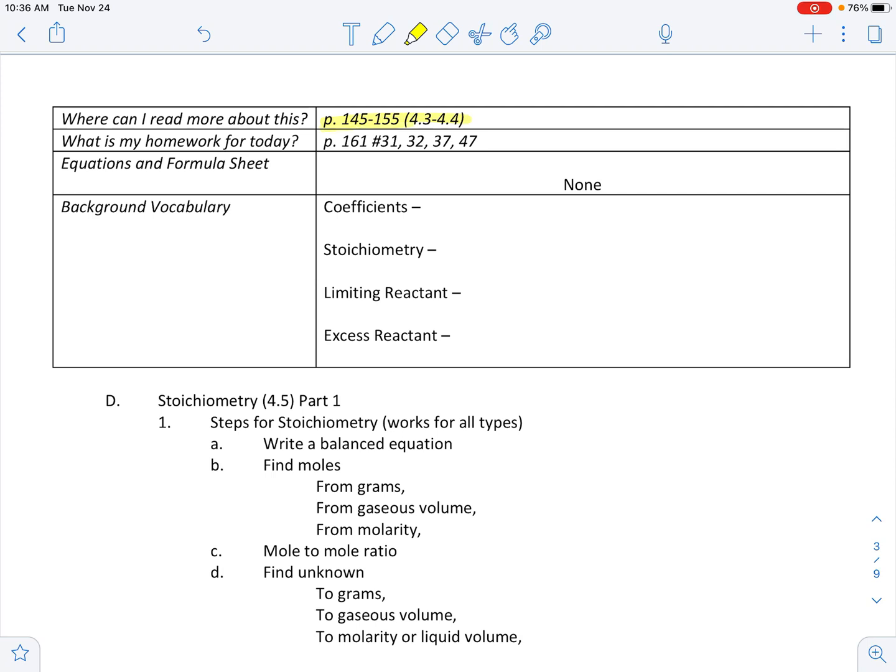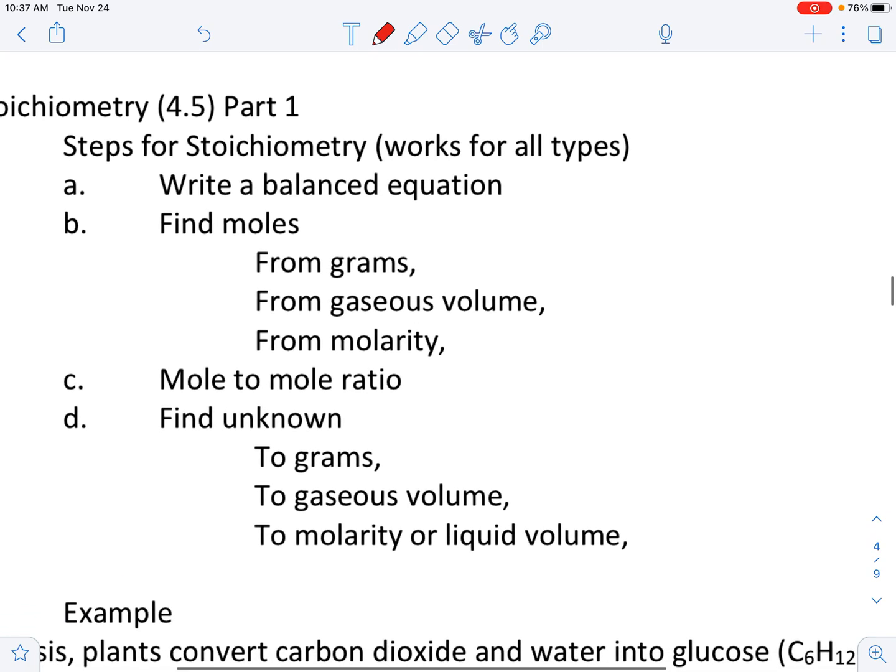So remember, if you need to read about this, it covers 4.3 and 4.4. We're going to have an introduction to stoichiometry, and then we'll talk about limiting reactants, all kind of in the same little situation. Our homework is right on there. And so let's just jump right in. So this is 4.5 and this is part 1.